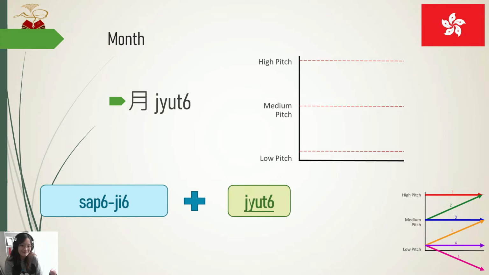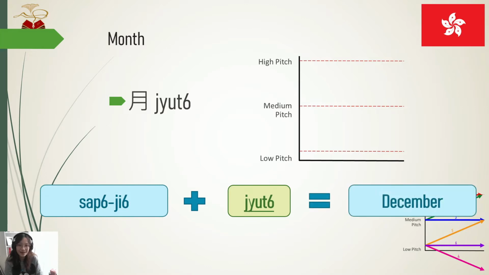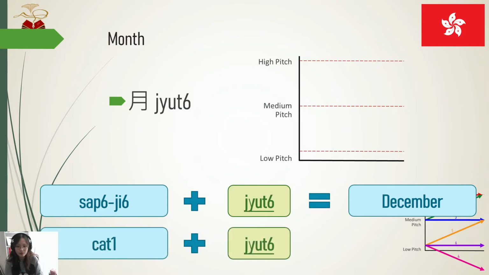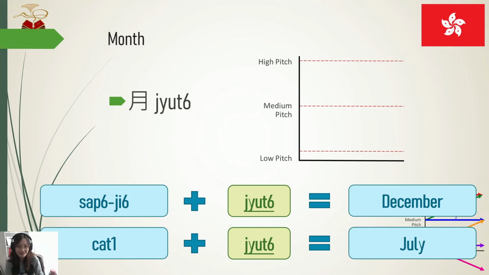And what does that mean? December, because sa, yi is 12. Tat, yut means July, because tat means 7.